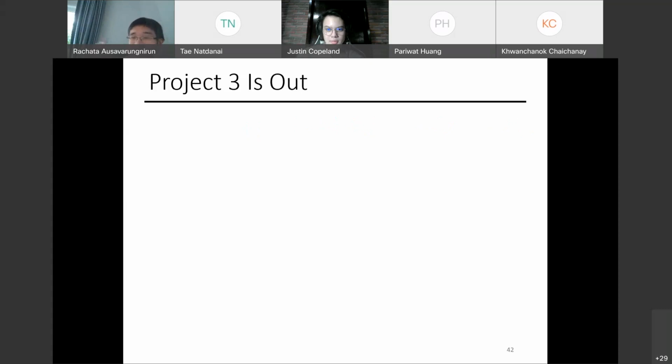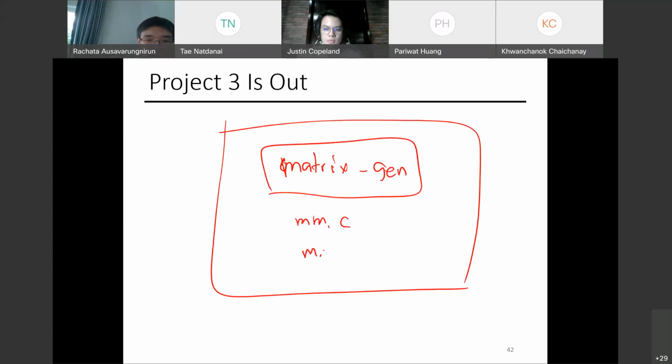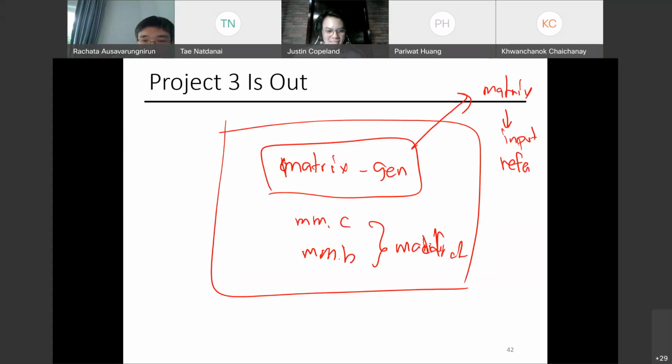Actually, before that, there's a matrix generator. So in project 3 starter code, right? There's a matrix generator, and that's mm.c, mm.h. These are the two where you're going to do modification. These generate matrices for you for the input as well as the reference, which is the correct result.